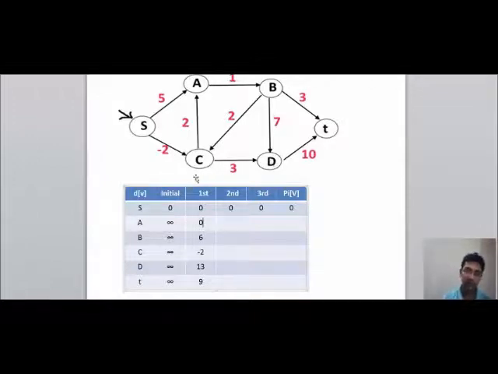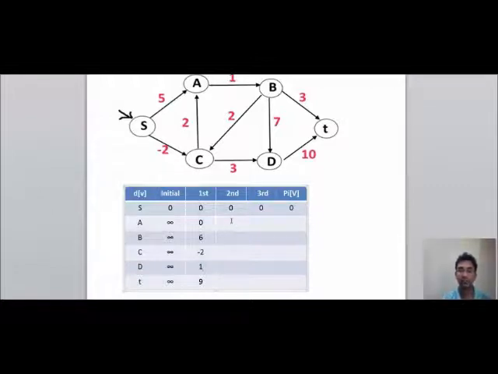In the case of D, the value of C is -2, and the initial value of D is 13. The weight of the edge is 3, so -2 plus 3 is 1, which is obviously less than 13, so we can update the value of D as 1.